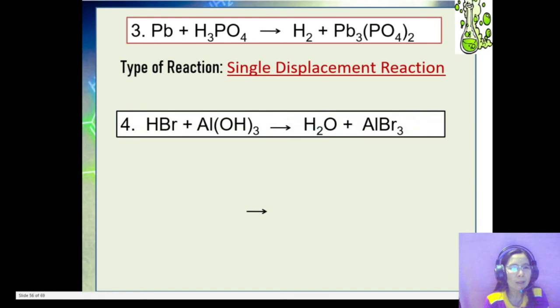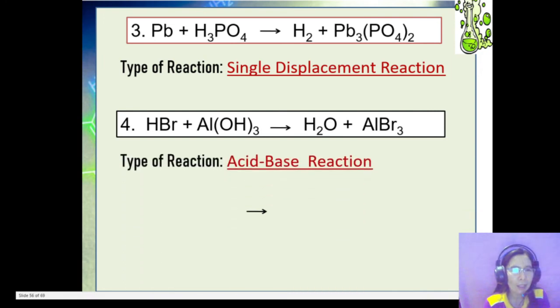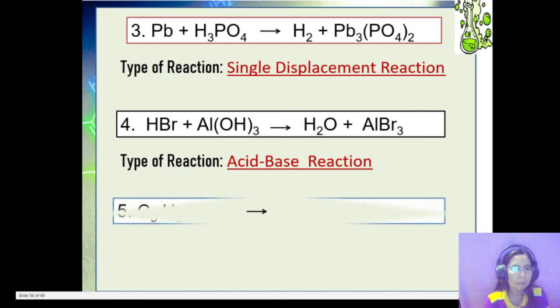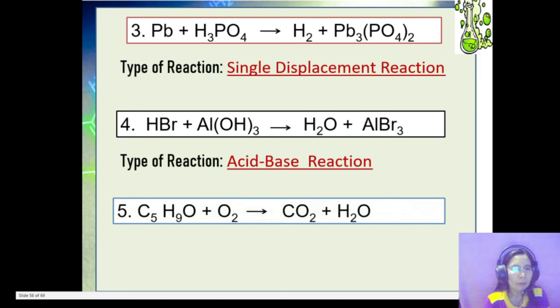Number 4, what do you think is the type of chemical reaction for this number 4? 1 second starts now. Time is over. Let's check your answer. It is an acid-base reaction. Congratulations! And you got again the correct answer. Let's go to the last one. Last number for these exercises. 1 second starts now.